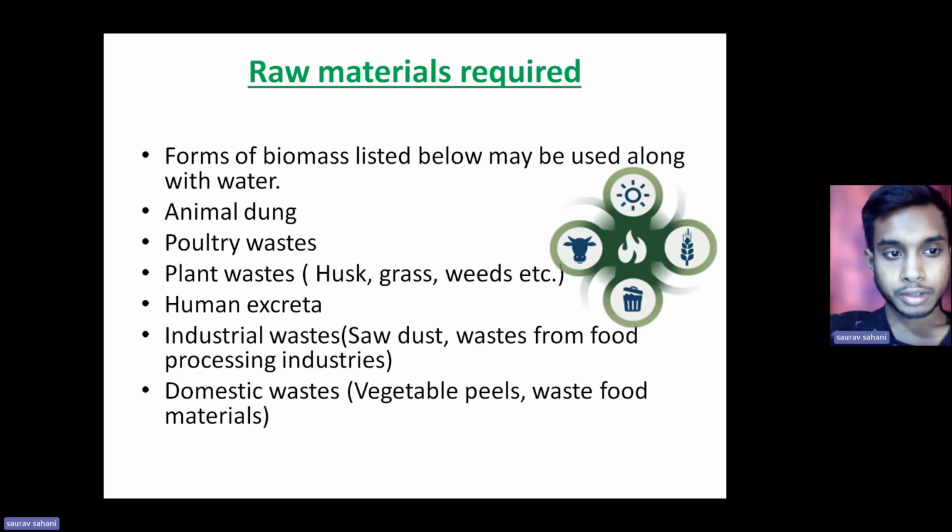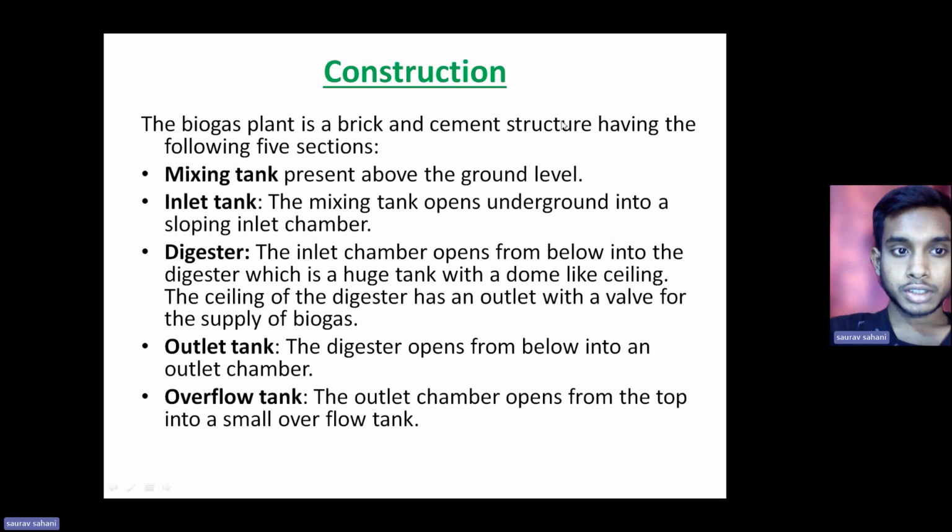Raw materials required. Forms of biomass listed below may be used along with water: animal dung, poultry waste, waste such as husk, grass, weed, human excreta, industrial waste and domestic waste. Construction. The biogas plant is a brick and cement structure having the following five sections: mixing tank, inlet tank, digester, outlet tank, and overflow tank.